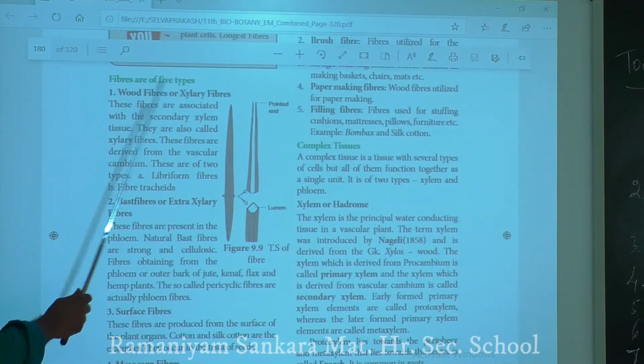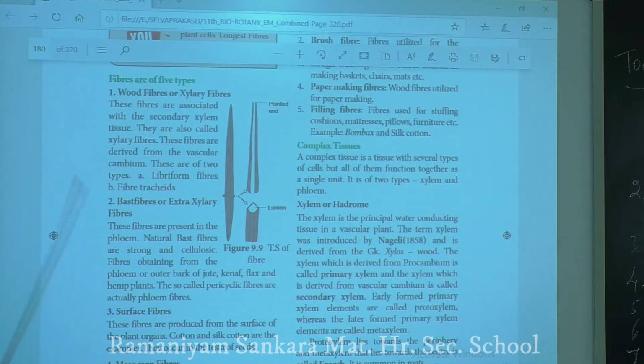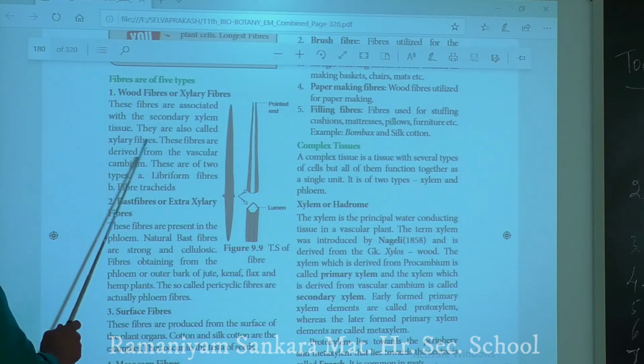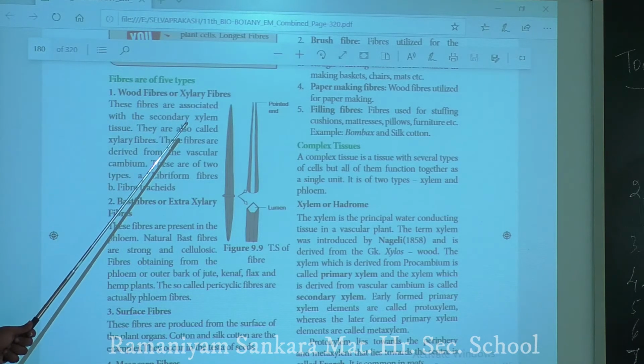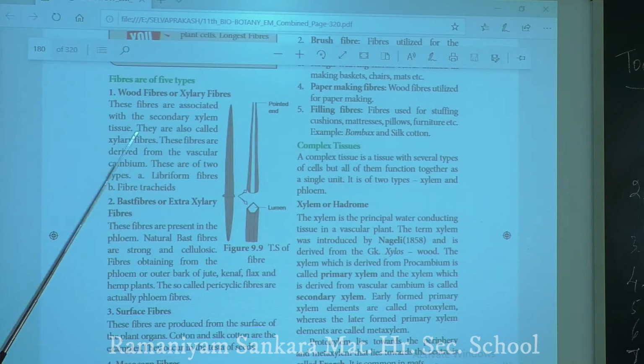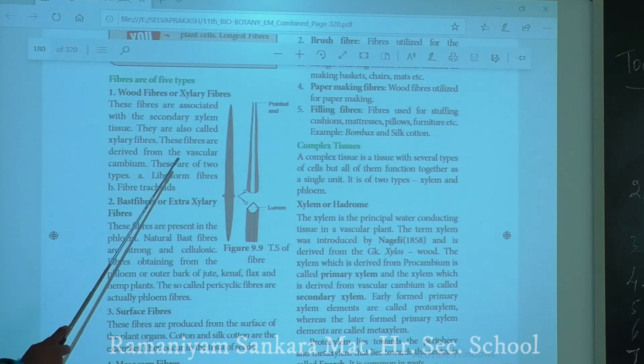Five types of fibers are there. This is a very important five-mark question. First, wood fibers or xylary fibers. These fibers are associated with the secondary xylem tissues. They are also called xylary fibers. These fibers are derived from the vascular cambium.